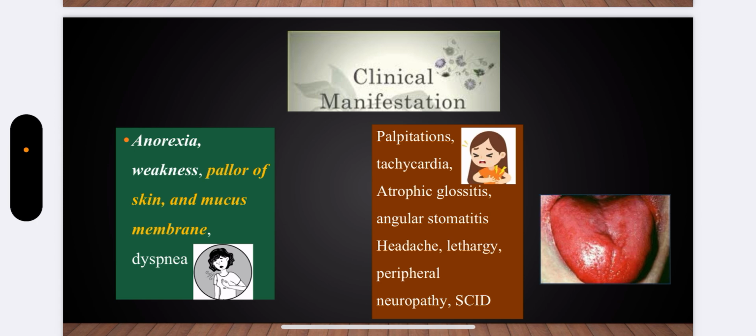But in advanced cases, there can be subacute combined degeneration of spinal cord, in which there is demyelination of white fibers of spinal cord. Initially it affects the dorsal column, and later on the lateral column is also affected, and that can result in tingling sensation and numbness over hands, feet, along with some psychological manifestations.